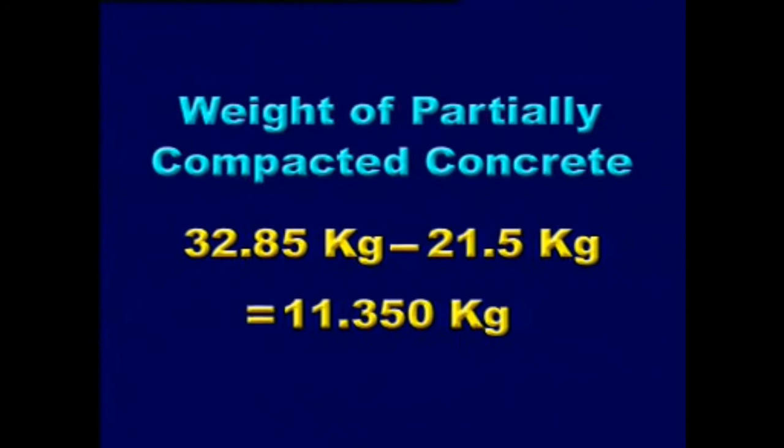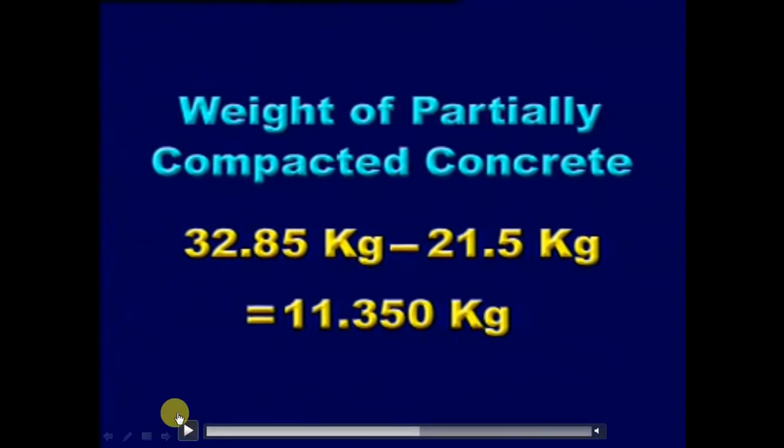Now here partially compacted means that when the concrete is made to fall from a certain height, the concrete tends to compact internally. So we are not going to fully compact the concrete, whereas the concrete tries to compact itself internally. That is why it is a partially compacted concrete.